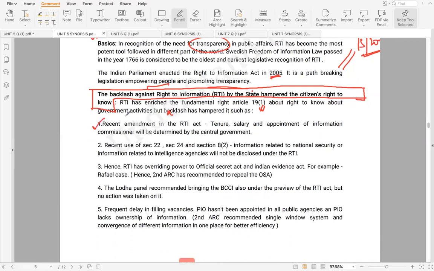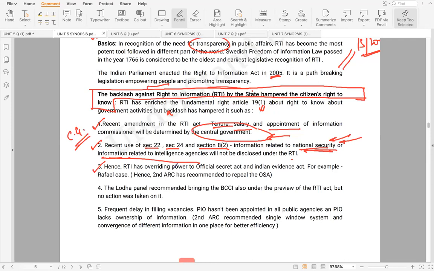First, the recent amendment in the RTI by the central government, wherein we have probably lowered the freedom that these bodies enjoyed. We have hit upon the tenure, the salary, the appointment, and said that all of this will now be done by the central government itself, right? Recent use of Section 22, Section 24, and Section 8(2), wherein the central government is denying information under these sections. Information related to national security or intelligence will not be disclosed under RTI, and they try to include all such information which they don't want to disclose under the realm of national security.